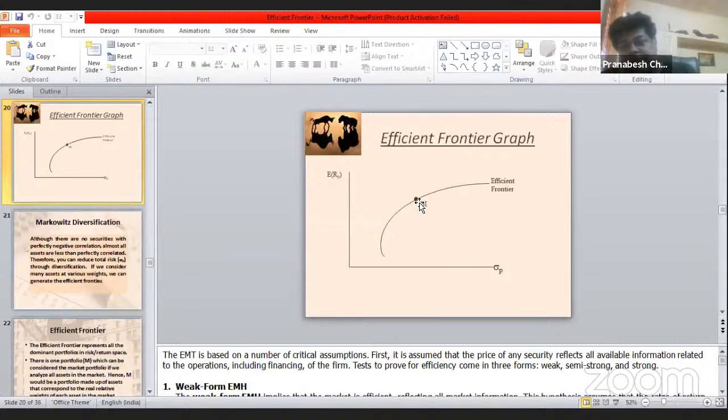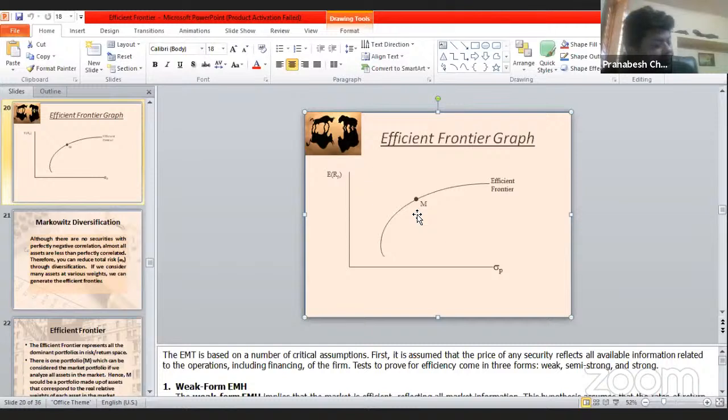You see, this is the point which is your most optimum portfolio. Here is M. Why do you consider M as the most optimum value of your portfolio? Why is it so? Can anyone guess here? Standard deviation is minimum and expected return is higher. Exactly. Perfect. Because above it, though the return is higher, the standard deviation is increasing much more.